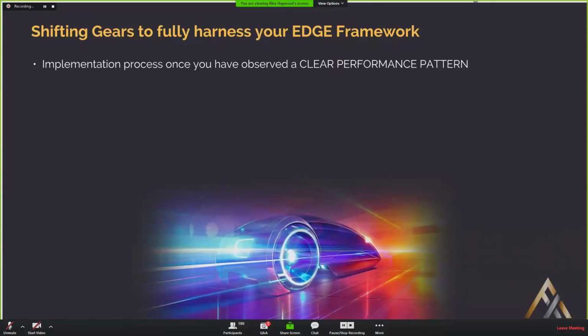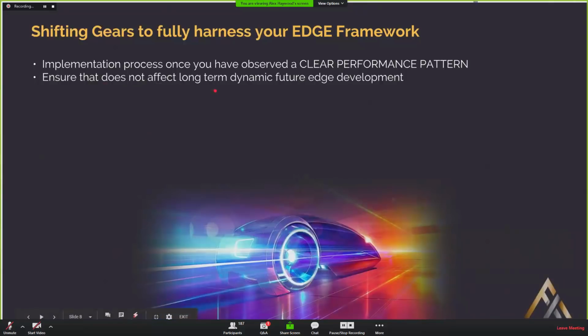So what is the implementation process once you've observed a clear performance pattern? This is a really key point. You can have an implementation process of how much you want to give back, or you stop after the first hour of your initial thrust of the pattern that you've seen. But you're also going to make sure that it doesn't affect the long-term dynamic future edge development.